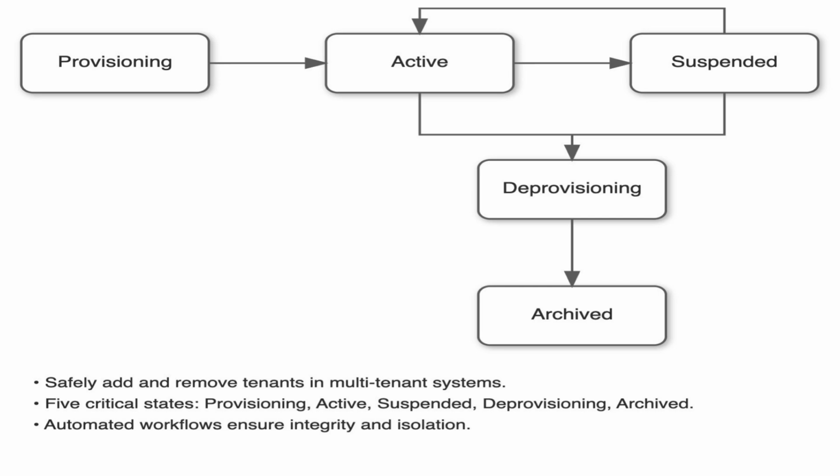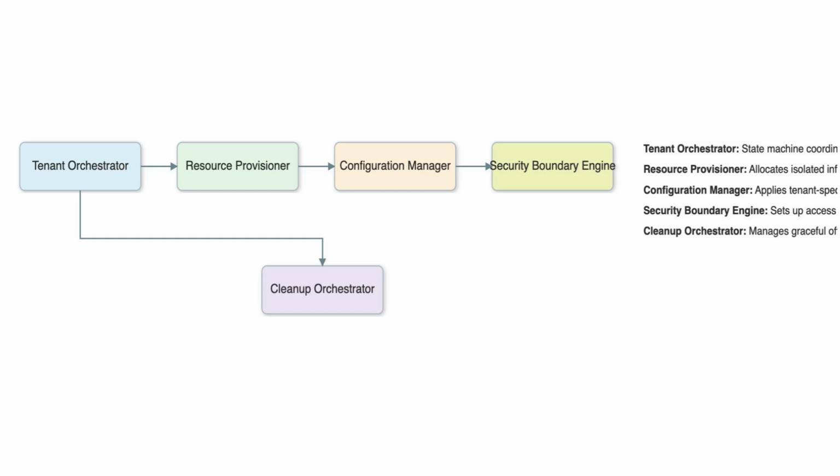Now let's deconstruct the architecture that makes this orchestration possible. Central to it all is the tenant orchestrator. Think of it as the brain, a state machine that coordinates provisioning across multiple services, triggering parallel workflows for database setup, API key generation, and resource allocation.